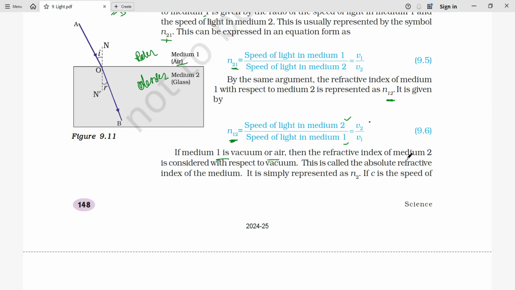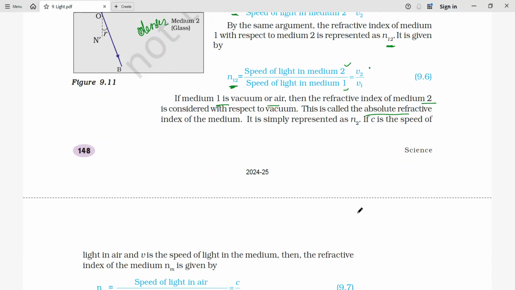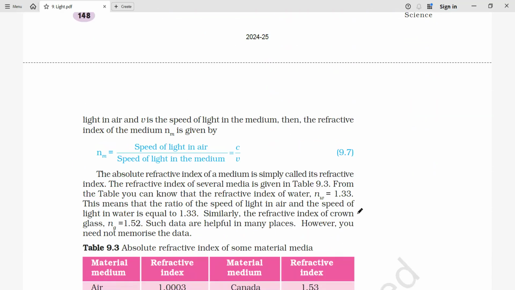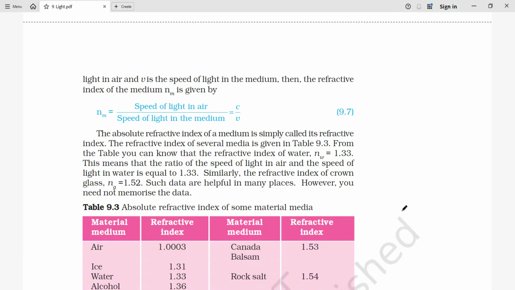Okay, then the refractive index of medium 2 will be called the absolute refractive index. So whenever the reference medium is either vacuum or air, then the medium for which you are trying to find the refractive index, that will be called the absolute refractive index. And speed of light will become what? 3 into 10 to the power 8 meter per second in case of vacuum.